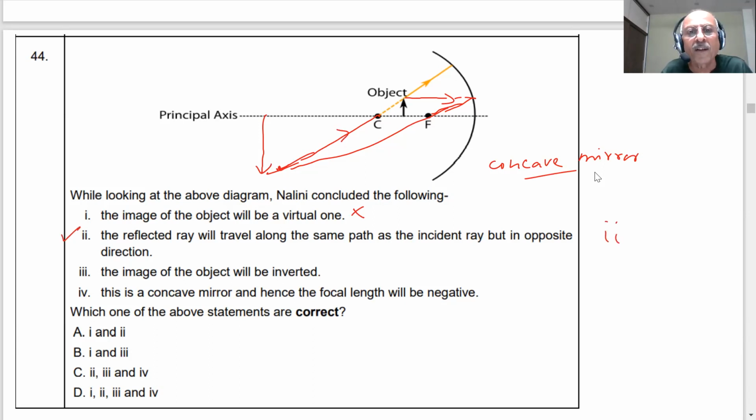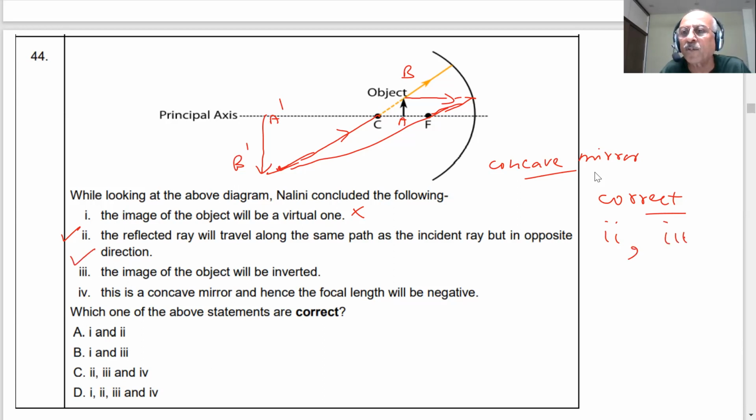Then this is a correct statement. The image of the object will be inverted. Yes, it is inverted. As you can see, if this is AB, what are you getting? A dash, B dash. This is correct, students.